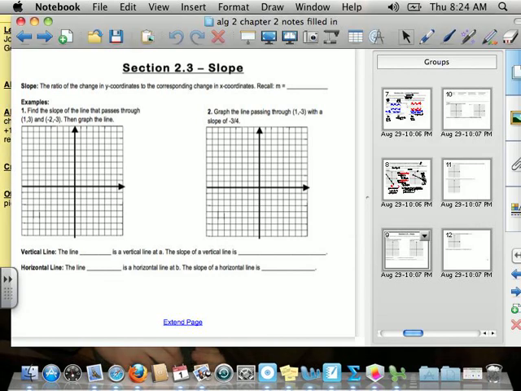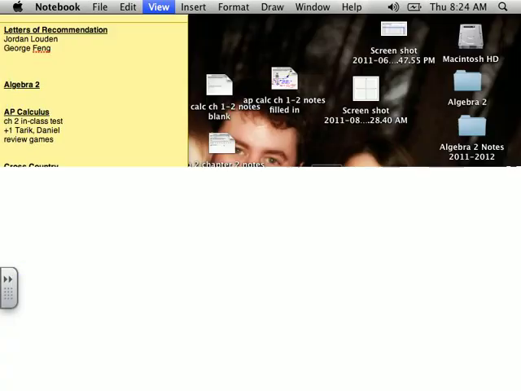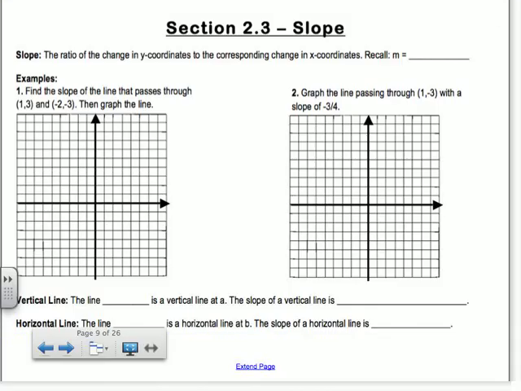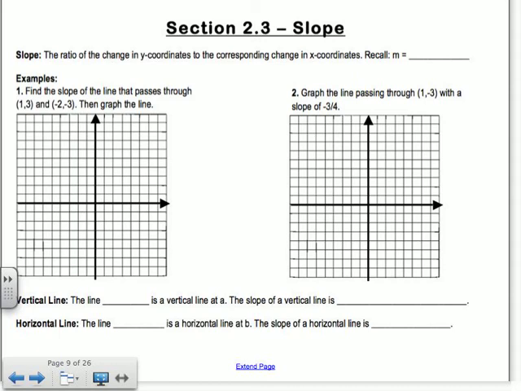Okay, section 2.3 is on slope. This is kind of a review of what we talked about last time a little bit. All right, slope is the ratio of the change in the y value to the corresponding change in the x values. So remember our slope equation is m equals change in y over change in x. So it's going to be y2 minus y1 over x2 minus x1.